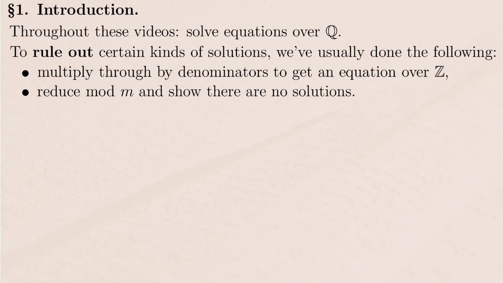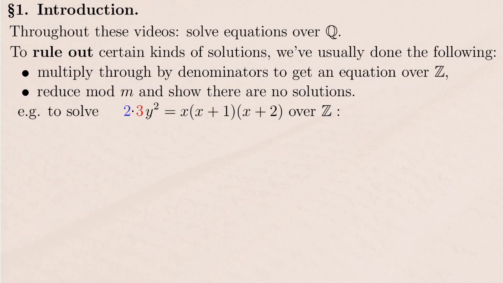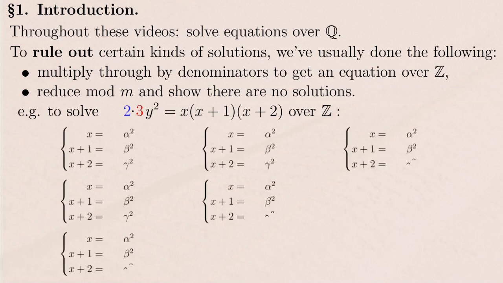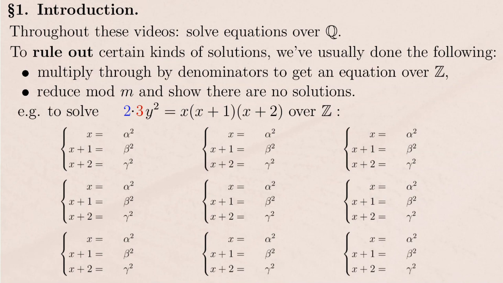For example, in video 9, when trying to solve the equation 6y squared equals x times x plus 1 times x plus 2 over the integers, in other words, x, x plus 1, x plus 2 equals 2 times 3 times a square, we split our solution into 9 cases according to where those factors of 2 and 3 went. This looks arduous, but actually many of these cases can be ruled out immediately. Take this one as an example.